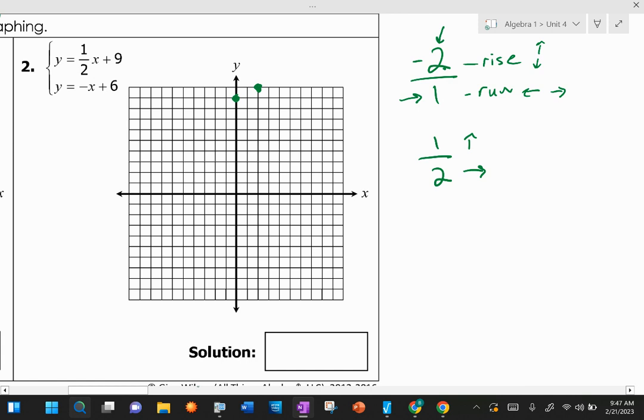Now if I go up 1 and over 2 again, what's going to happen? I'm going to go off the graph. So I can go the other direction. What is the opposite of going up 1 over 2? Down 1 and over 2 in the other direction. It works as long as all you created was a straight line. So that's the graph for my first equation. Now y equals -x plus 6. My starting point is going to be 6 at the y-intercept.